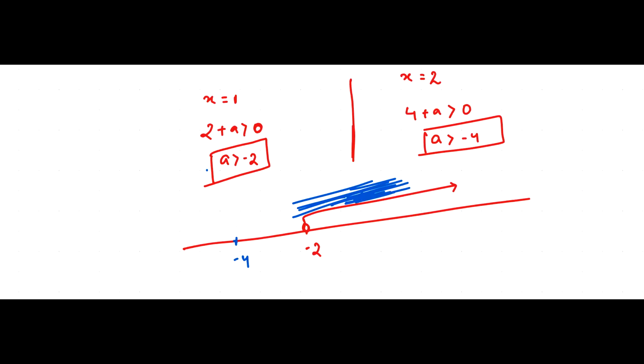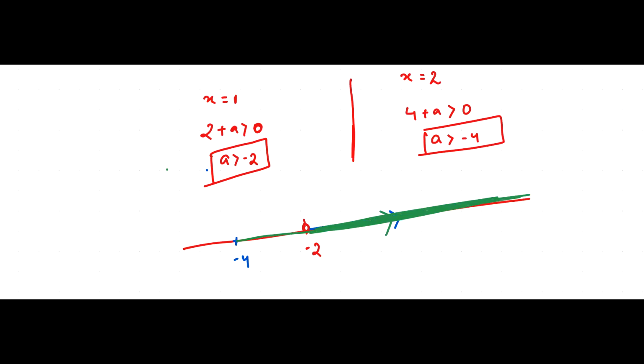So let me draw the way you must have learned in class 11. We draw a line like this and we say it is bigger than minus 2. And then we draw a line from this minus 4 and we say it is bigger than minus 4. Now can you see the common part? This is the common one. So the common solution of these 2 is a must be bigger than minus 2.